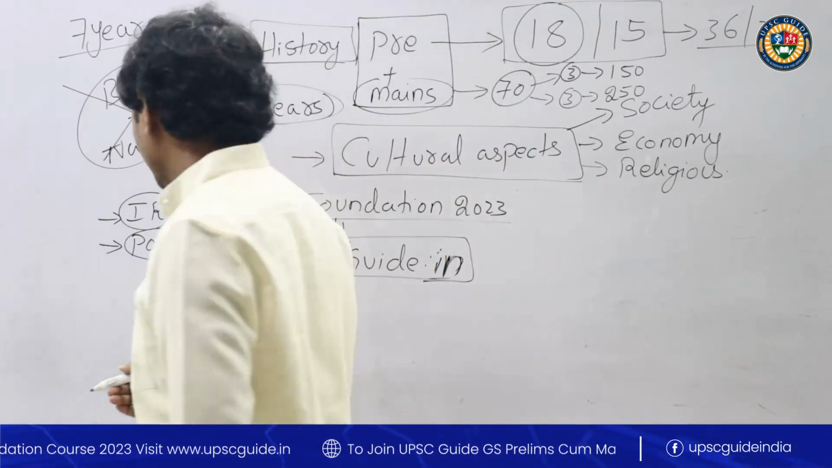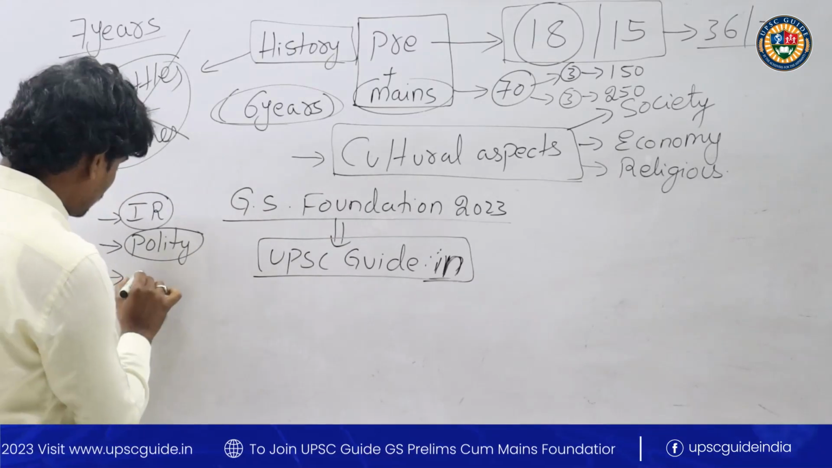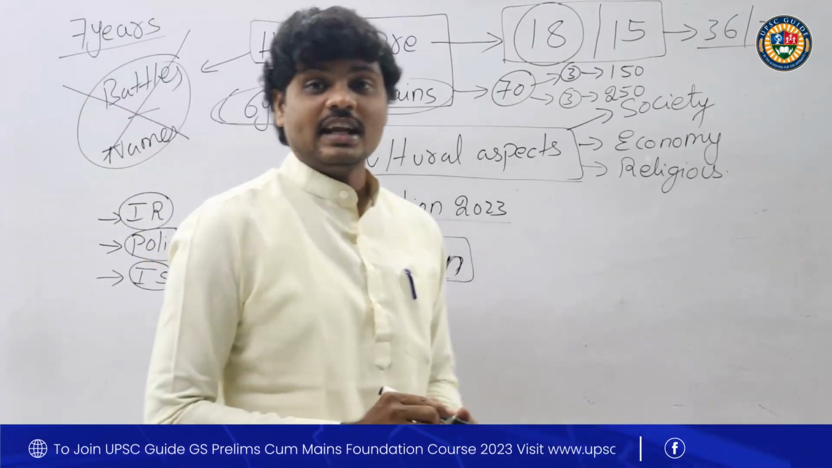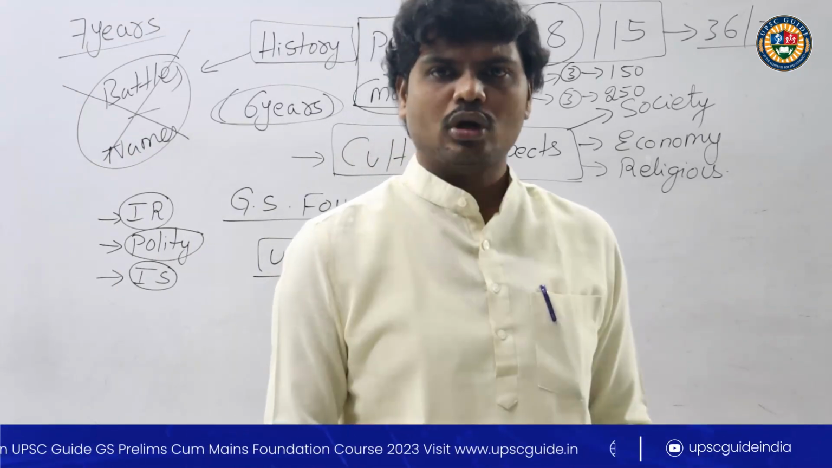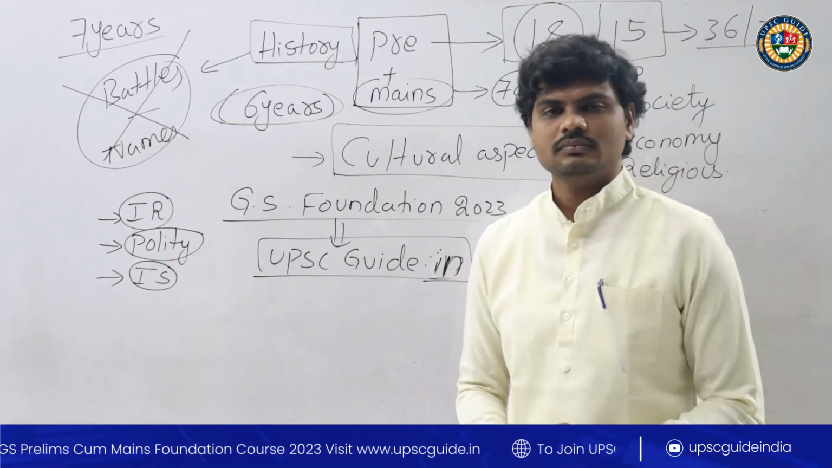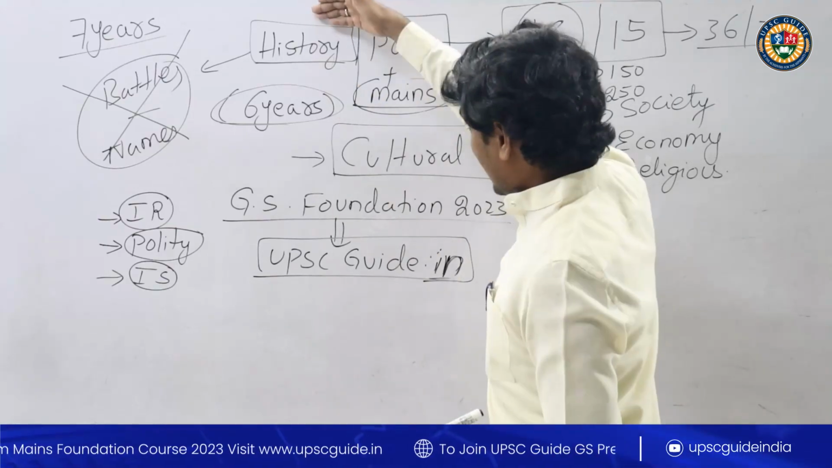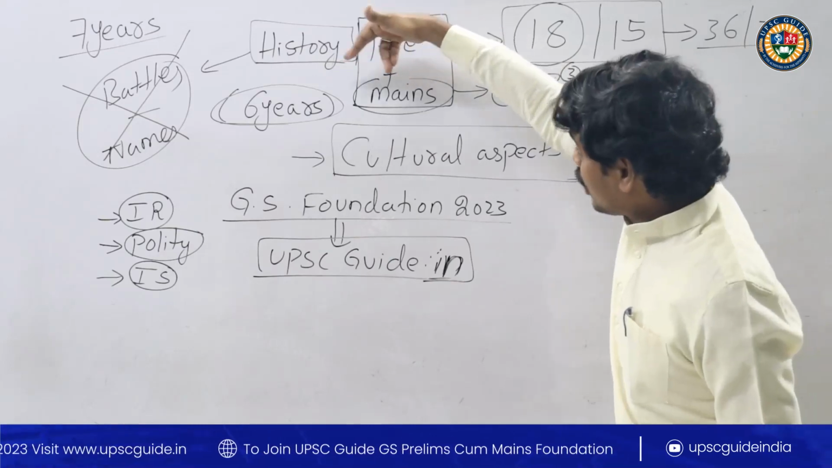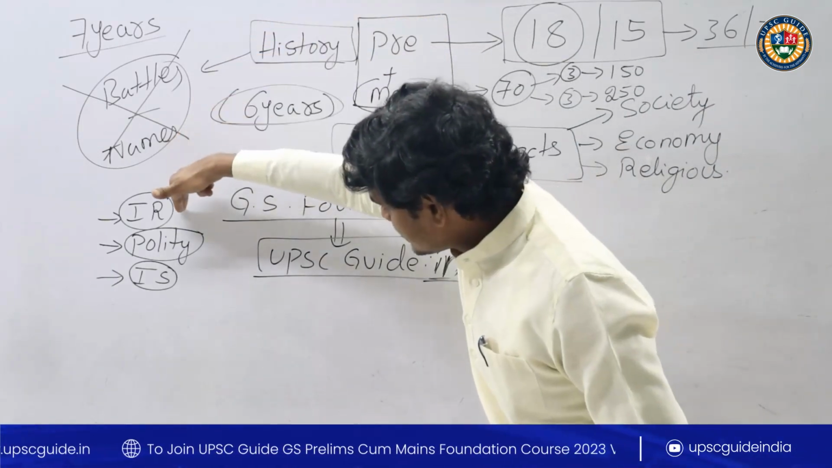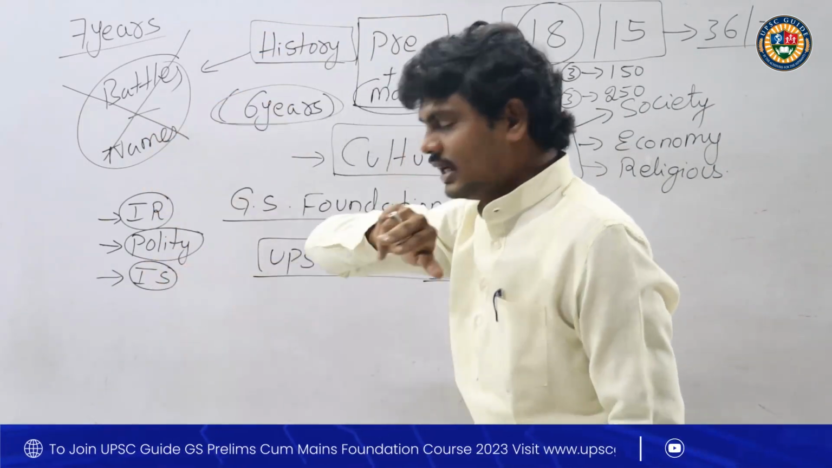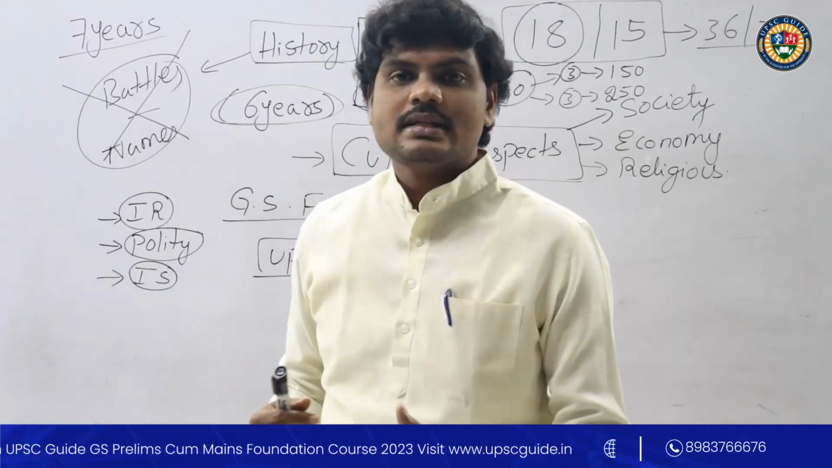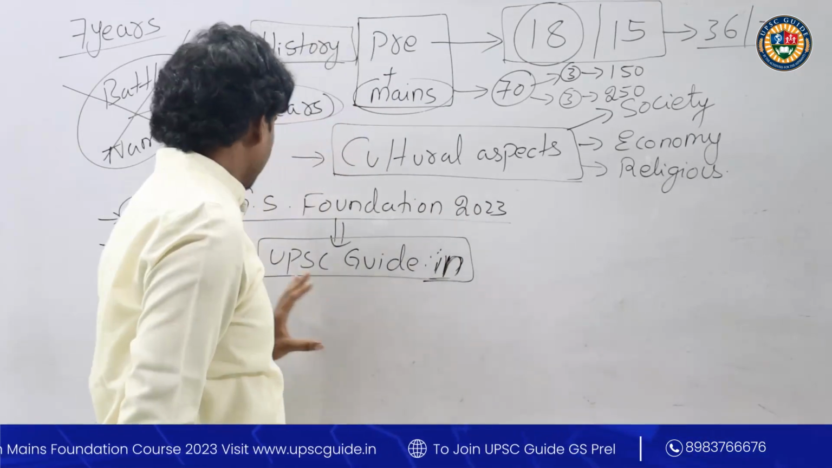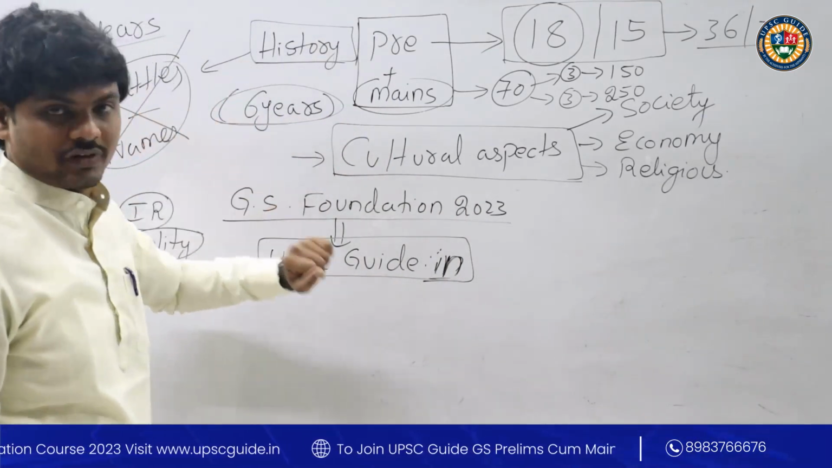Not only that, it even helps you understand internal security. Internal security is also one of the important areas. So history directly helps in the preliminary context, also helps in the mains context, and also indirectly helps to understand IR, polity and internal security. So, these are the important aspects of history.